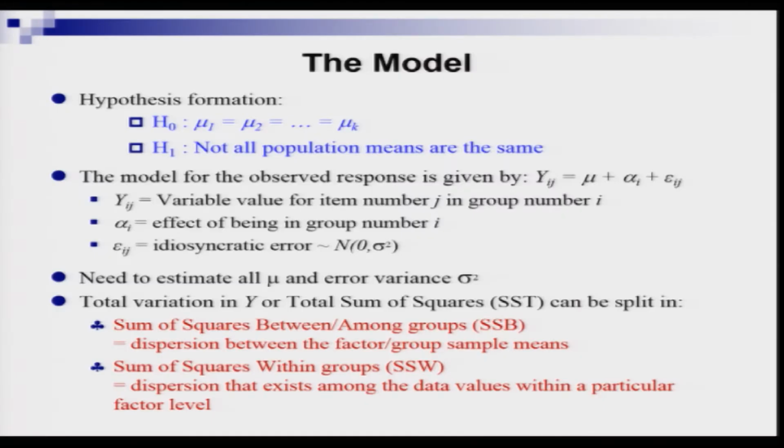Okay. So, in this slide we will start with the hypothesis formation first. From the previous slide's diagram, hopefully you can imagine how we are going to frame our null and alternative hypothesis in this case. We are going to start with the null, which says that if I am dealing with k groups, then mu 1 equal to mu 2 equal to mu k. So, all population group means are equal. Now, the alternative says that not all population means are the same. It implies that at least one group's population mean is going to differ from the other population group means.